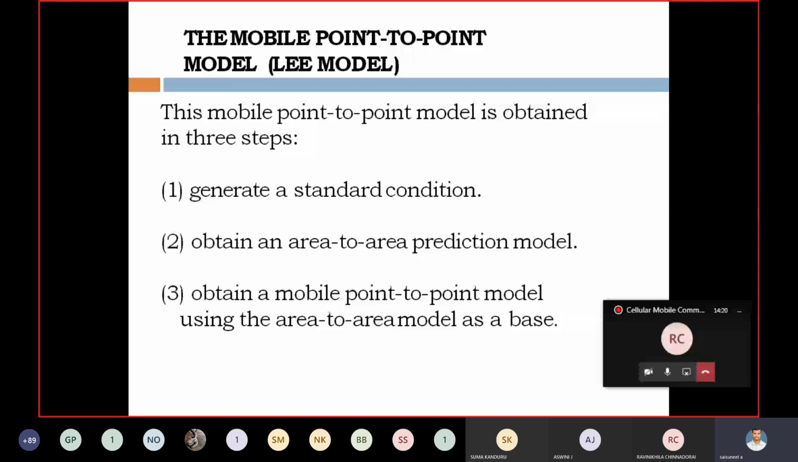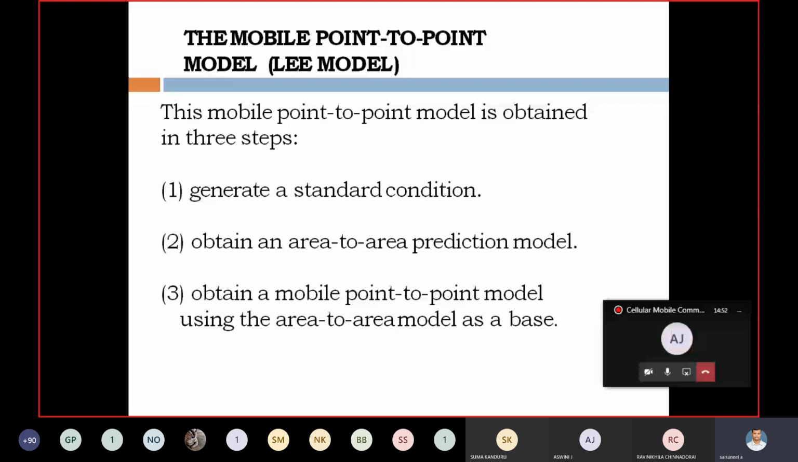All 3 steps are linked together. The second step is linked with the first step, and the third step is linked with the second step. Now let us discuss in detail, step by step. First, the first step is to generate a standard condition.